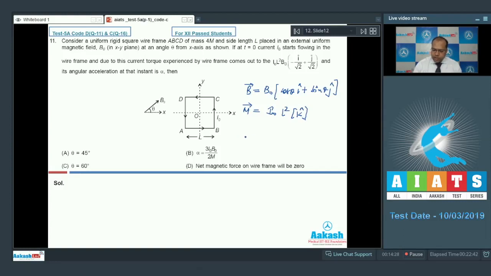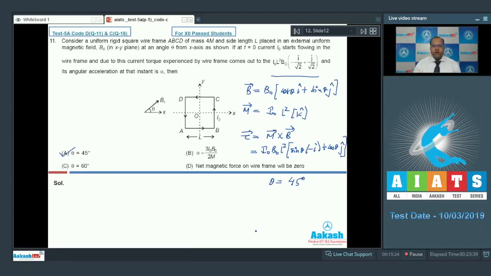So if I take the cross product, then torque vector can be given by M cross B, and it is equal to I0 into B0 into L square into (sin theta into minus i cap plus cos theta into j cap). So if I compare with the given expression of the torque, then the value of theta comes out to be 45 degree. So option A is correct and C is wrong. Now we have to find out what is the value of alpha.